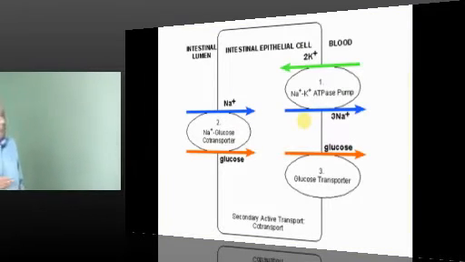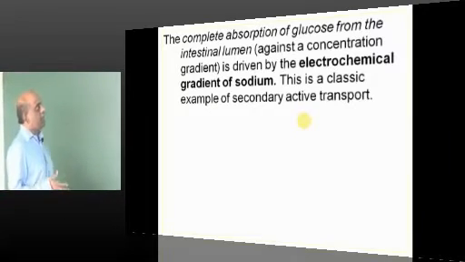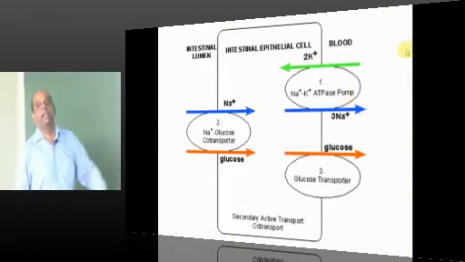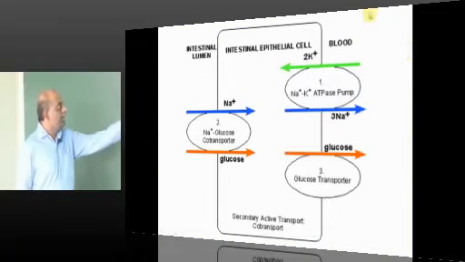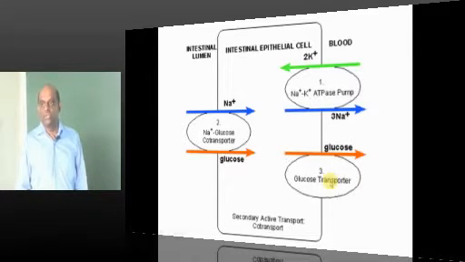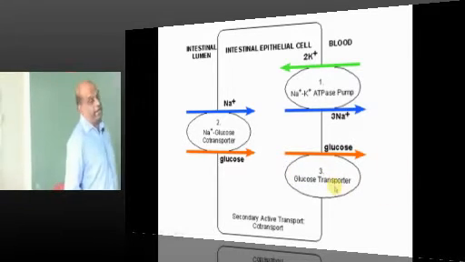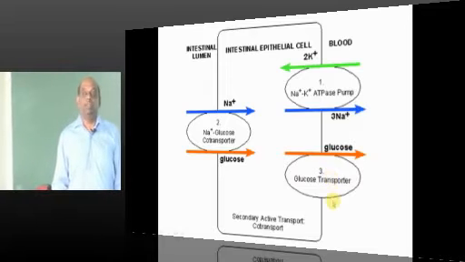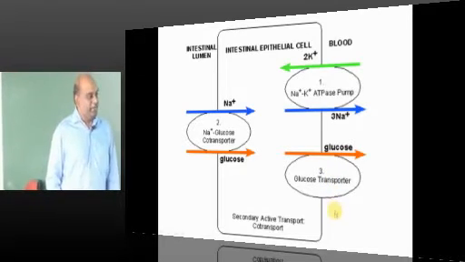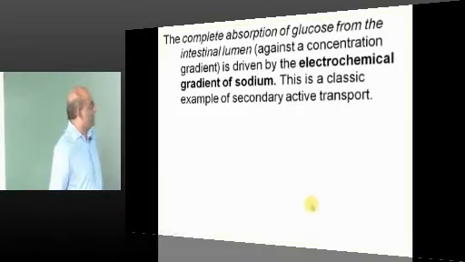So what is the driving force for the absorption of glucose, doctor? It is the sodium which will move and create an electrochemical gradient. That is the driving force for the movement of glucose. That is the meaning of secondary active transport. Our classmates study and we get the seat in MD. That is called secondary active transport.